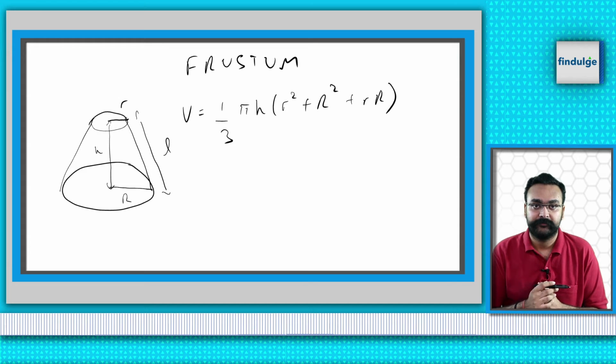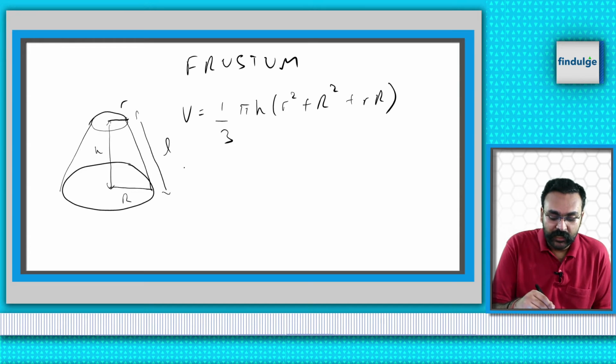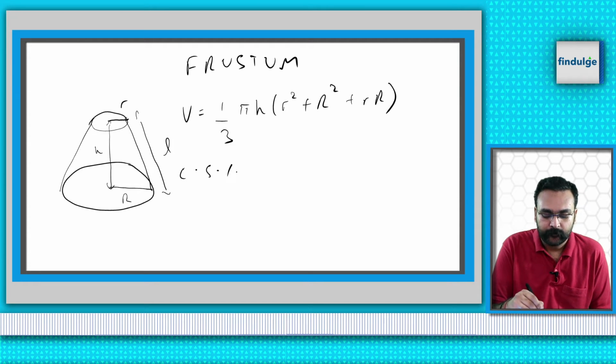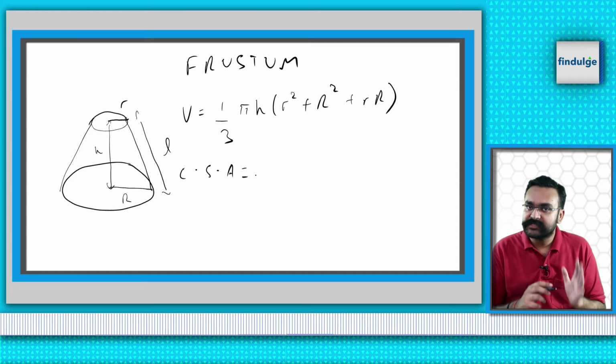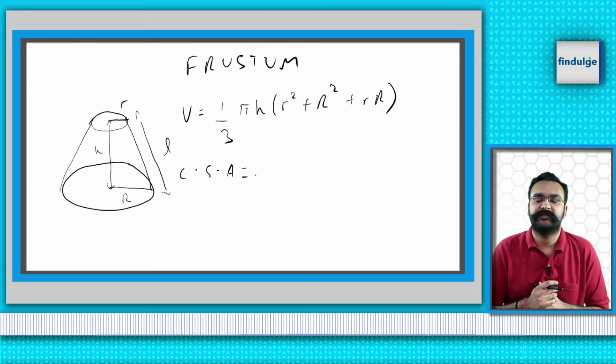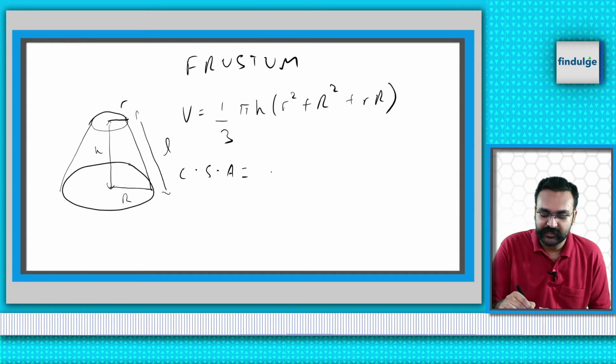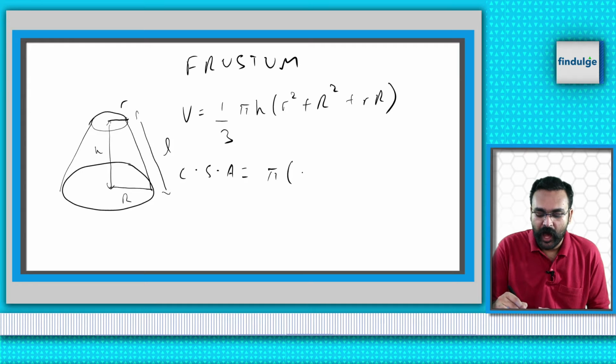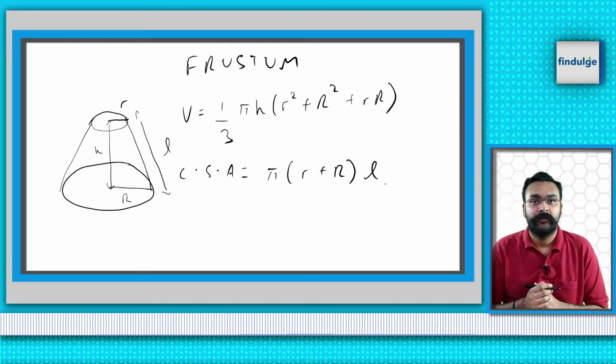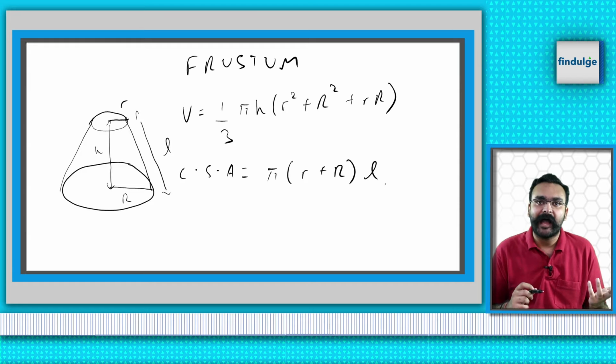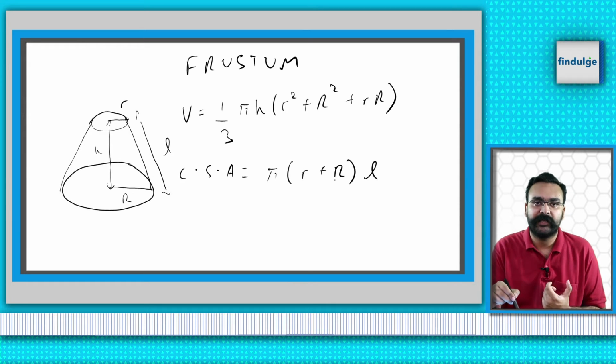So r and R. The curved surface area of the frustum is also similar to the curved surface area of a cone, in which this is pi (r plus R) L. So again, the cone used to be pi r L. For the frustum it is pi into lowercase r plus uppercase R, or upper radius plus lower radius, into L.